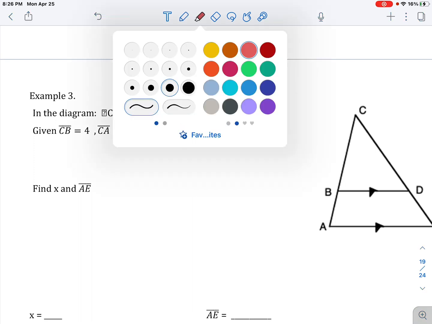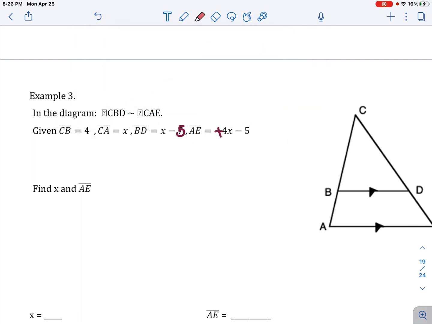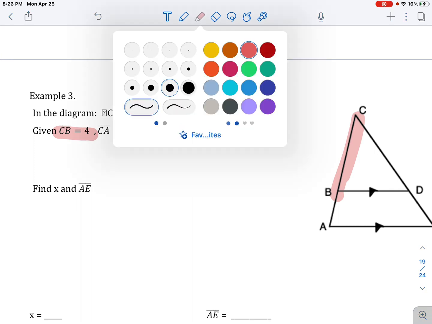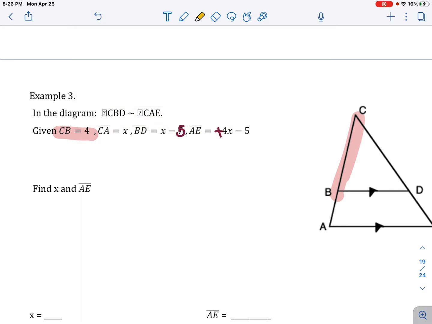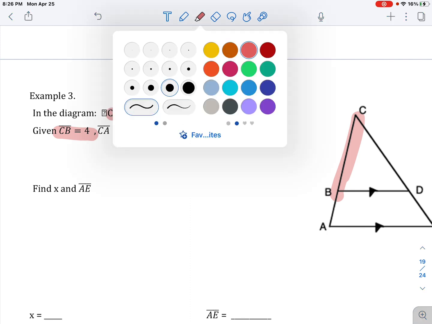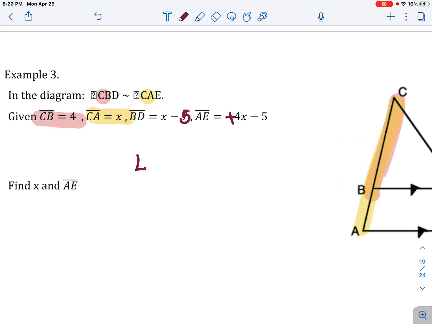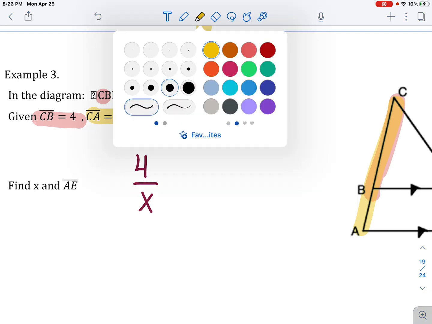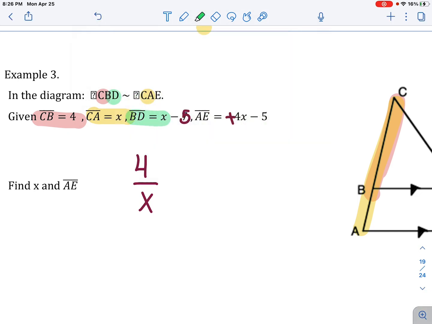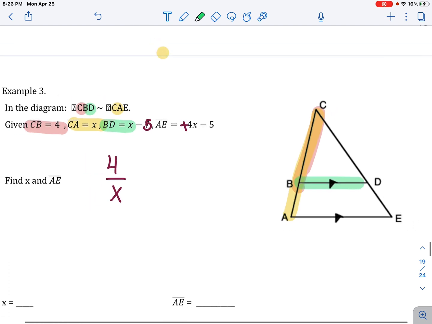So again, I'm going to color code my triangle. So CB is this length right here, and that's the first two letters. So CB and CA go together. So those are both my first two letters. So I'm going to set those up in a fraction. So 4 over x, CA being my bigger triangle. And then we have BD is the second two letters. That's going to be here. And then AE.